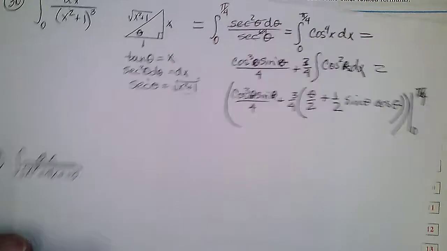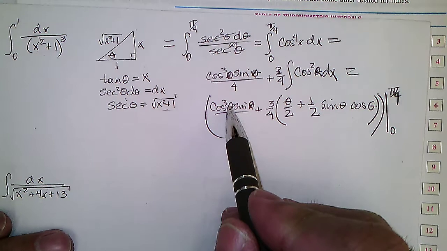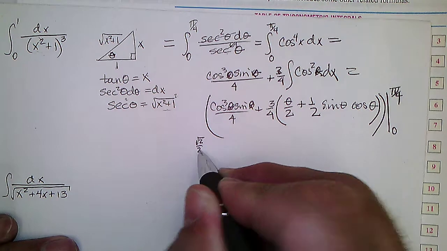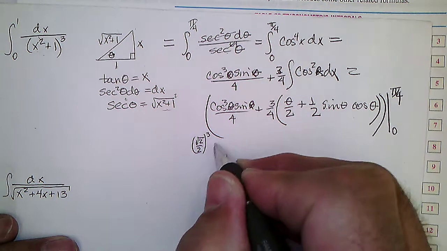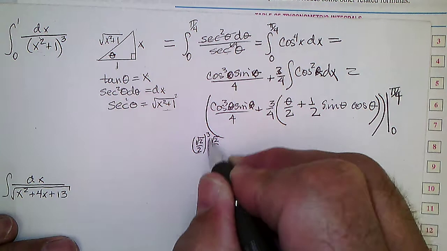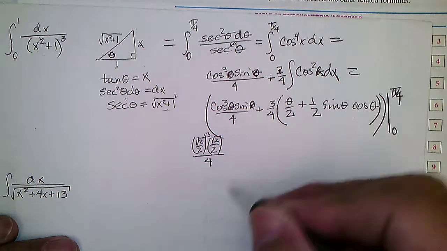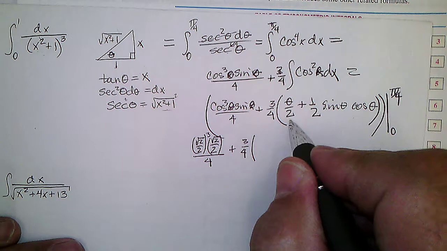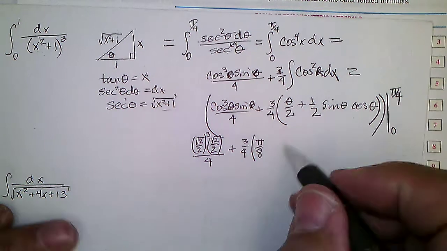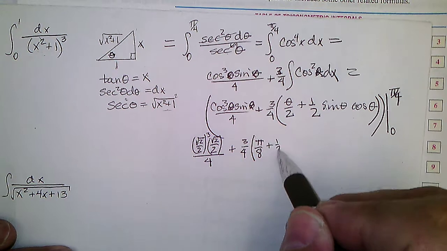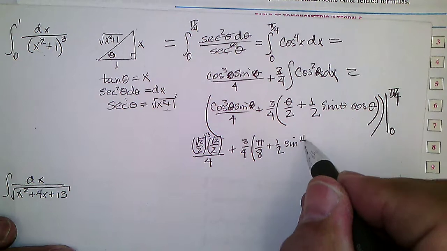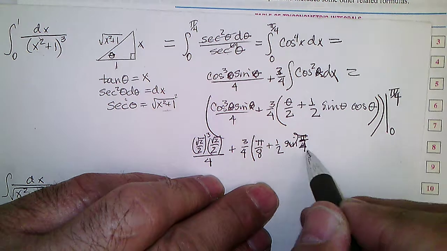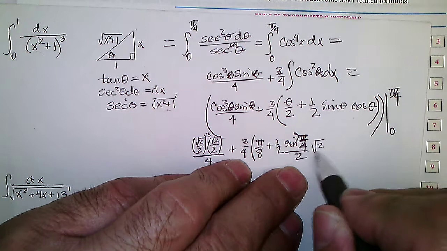So we get, see, cosine of pi over 4 is square root of 2 over 2. We're going to get that to the 3rd. Sine of pi over 4 is square root of 2 over 2. That's over 4 plus 3/4. Pi over 4 divided by 2 is pi over 8. And then we have plus 1/2 sine of pi over 4, which is square root of 2 over 2. Cosine of that is square root of 2 over 2.